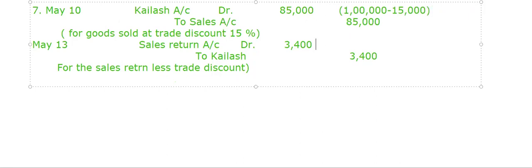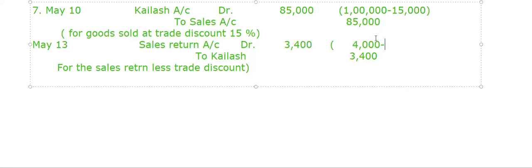And how do you calculate the 3,400? The total amount you had, don't write it in your journal entries. I'm just telling you for the sake of giving you complete information. Otherwise, you people don't have to write it. That 1 lakh minus 15,000. I'm just telling you how we calculate the 85,000. It should be memorized by you, otherwise you might forget how we calculated it. That's why I have just marked it over here.